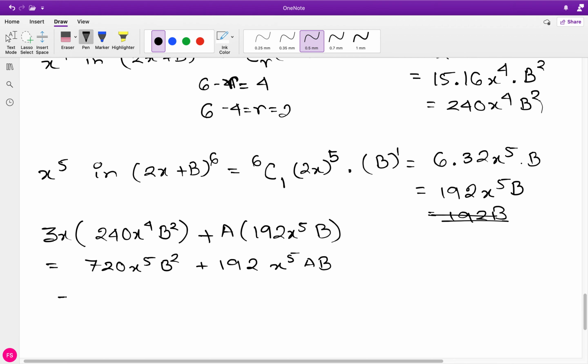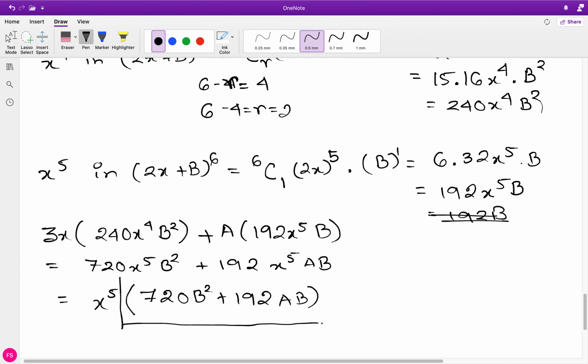Because you just want the coefficient of x to the power of 5, you are going to take that out, and inside this parenthesis, you are going to write what's left. So we have, from the first term, 720 b squared plus 192 ab, because you already have the x to the power of 5 outside. So this is going to be your answer for this.